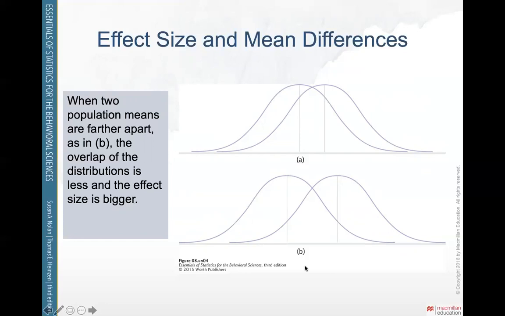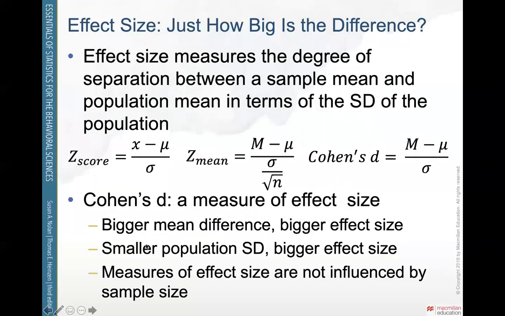So the further apart the means of our two distributions are, the bigger the numerator is going to be, or at least the further the numerator will be from 0, which will give us a bigger effect size. The further away the two means are from each other, the bigger our measure of effect size will be. So this is illustrating the first point right here: the bigger the mean difference, the bigger the effect size.